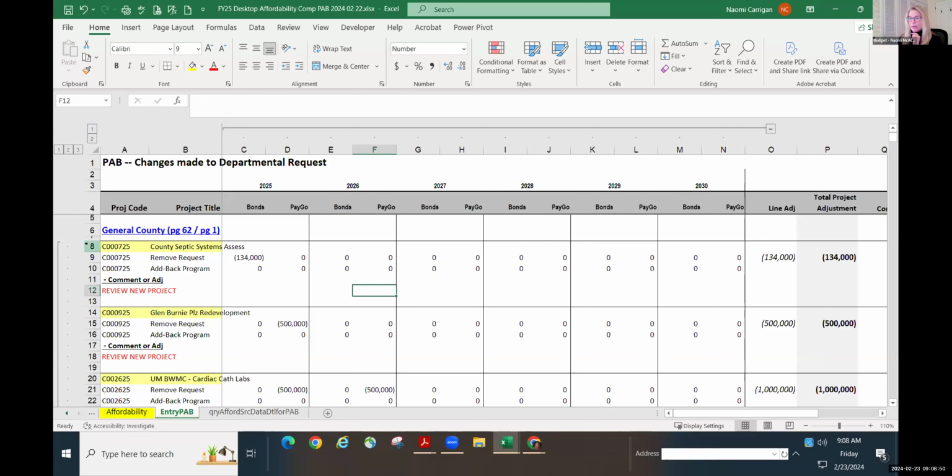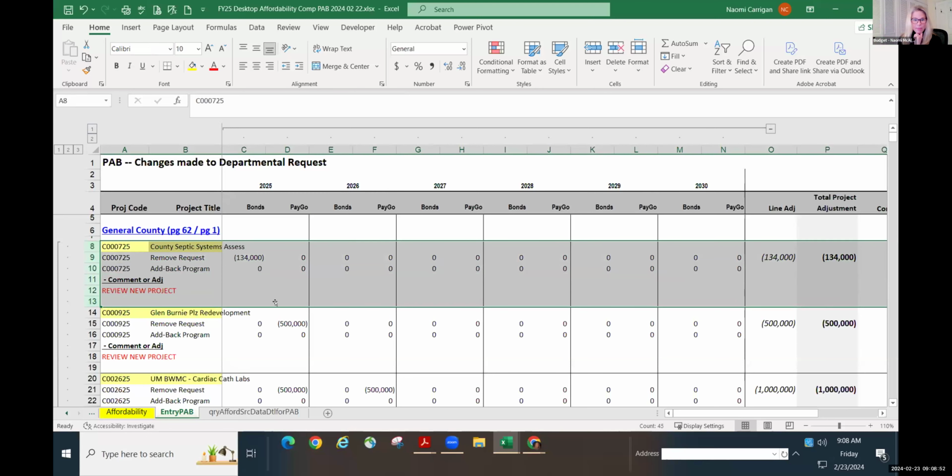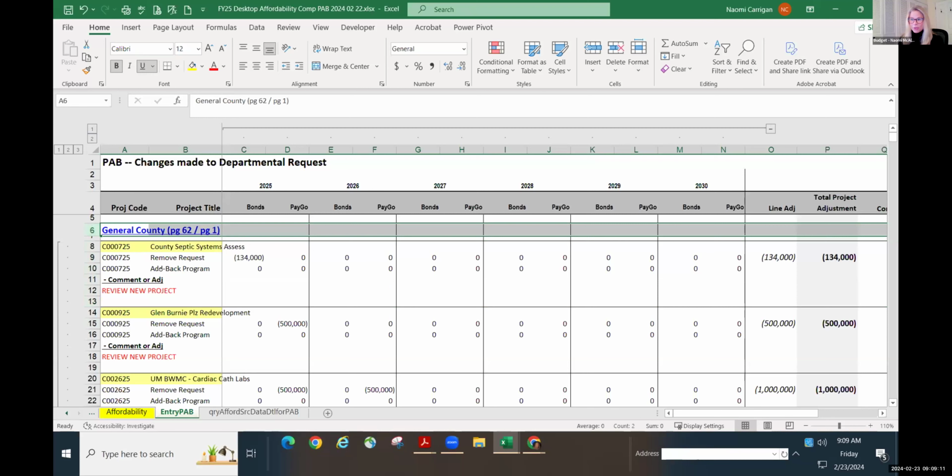And you can see here, I've pre-populated some of them. The only reason I did this is, again, the essence of time. It's easier for me to delete some rows than sit there and manually enter in all the capital projects. So this spreadsheet has been pre-populated with those types of things. You can see here, we're starting with the general county class. That's on page 62 in the overview section, and it's on page 1 of the one pager.